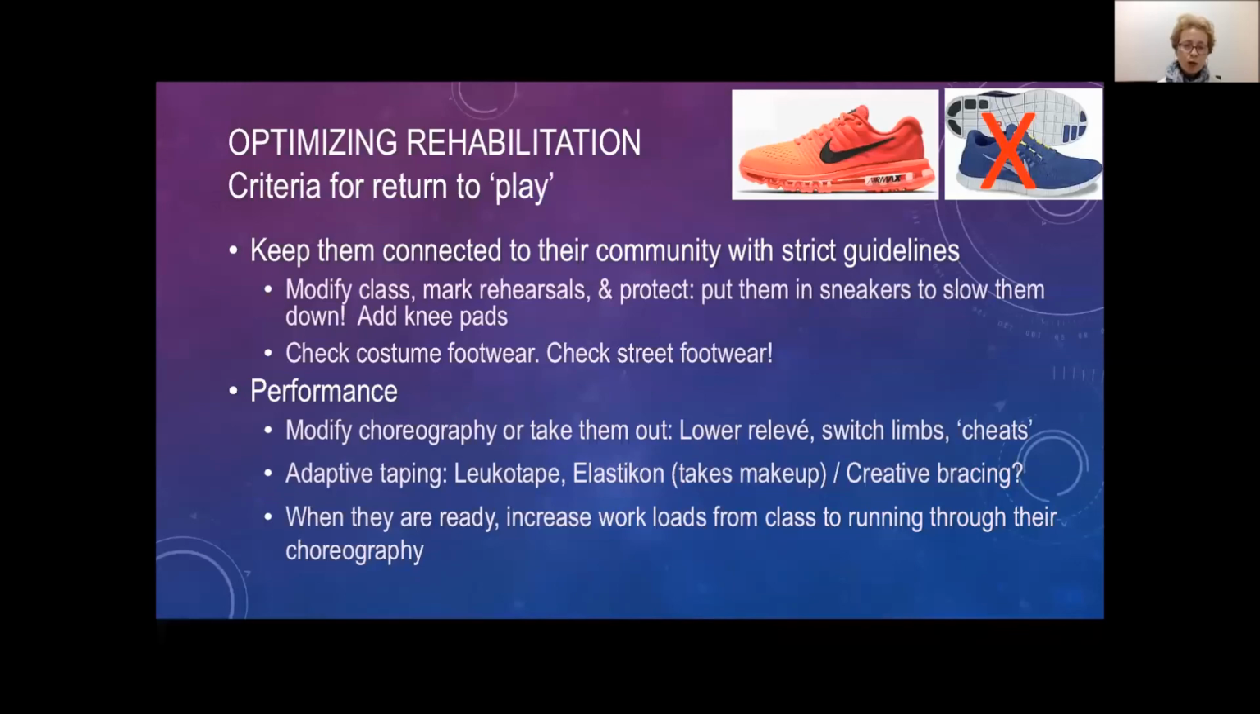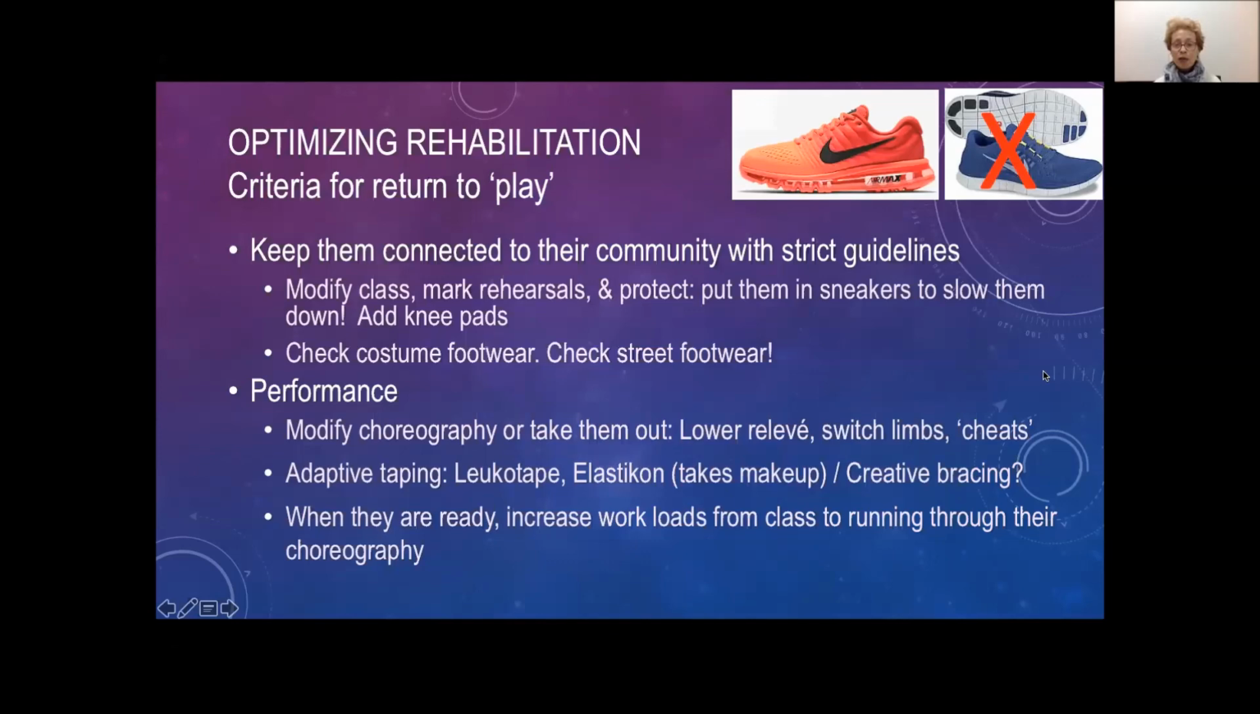So I will put my dancers in sneakers if I need to slow them down, or knee pads, and this is my company too. But check their costume footwear and check their street footwear. What they're wearing out on the street, I don't like Nike Frees because they're too flexible and loose. I try and put them in a better running sneaker because they're on their feet all day long and we need to protect them when they're on the cement.